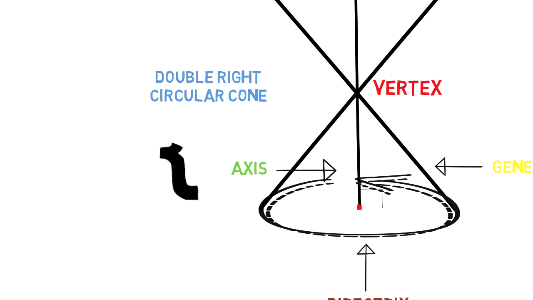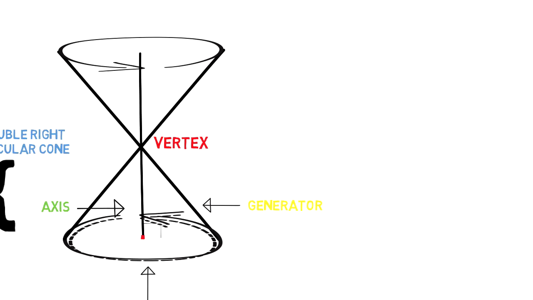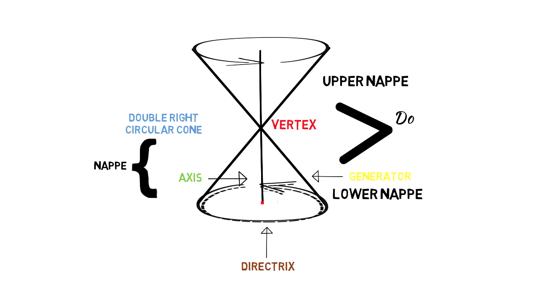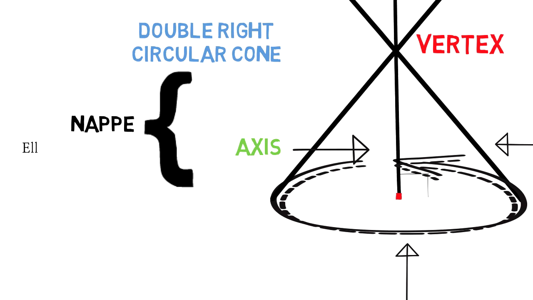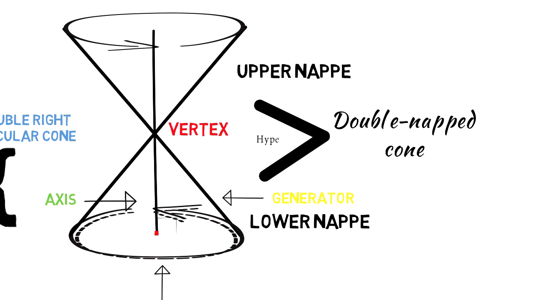The perimeter of the base is called the directrix. The lateral surface of a right circular cone is called a nap. A double right circular cone has two naps, the upper nap and the lower nap, making it a double nap cone. For a plane that is not perpendicular to the axis and that intersects only a single nap, the curve produced is either an ellipse or a parabola. The curve produced by a plane intersecting both naps is a hyperbola.